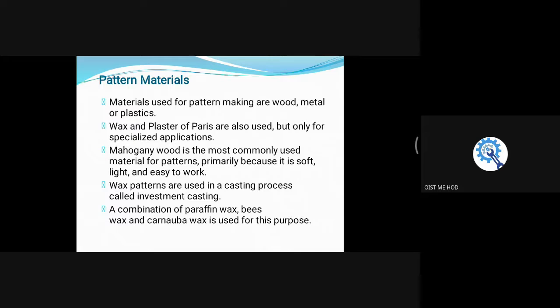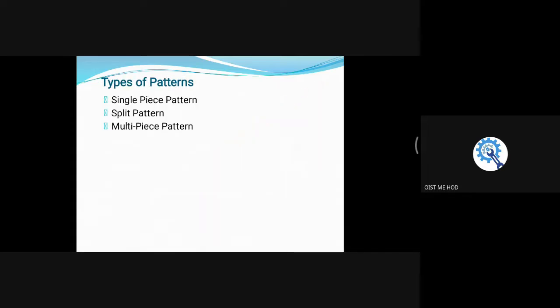Even the wax pattern, casting के लिए we can use, and in the combination of paraffin wax, V wax का भी हम इसका उपयोग कर सकते हैं पैटर्न मेकिंग के लिए. And what types of patterns, कितने टाइप का हो सकता है, सिंगल पीस पैटर्न हो सकता है, स्प्लिट पैटर्न हो सकता है, मल्टी पीस पैटर्न हो सकता है, as per your requirement.